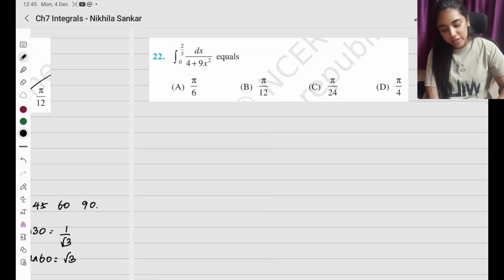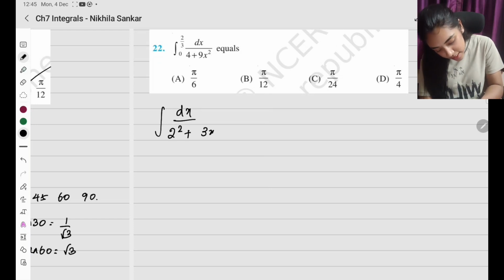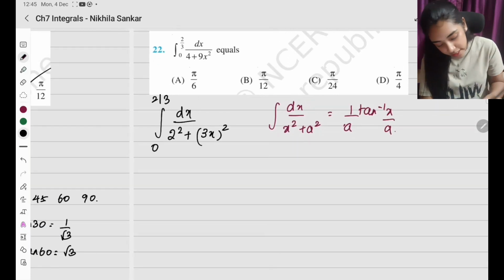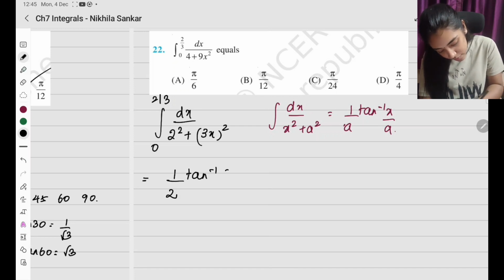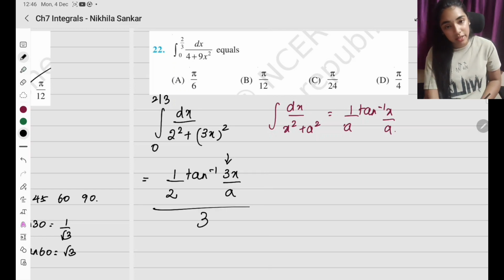Last and final question of the exercise. I have 4 plus 9x square. So I have integral of dx divided by 2 square plus 3x the whole square from 0 to 2 by 3. So what formula do we know? I have integral dx divided by a square plus x square or x square plus a square. So for x square plus a square, it is 1 by a tan inverse of x divided by a. So the formula we know. When I apply this, I have 1 by a, which is 2, times tan inverse of 3x divided by a. But remember the coefficient of x is going to be 3, so another divided by 3.